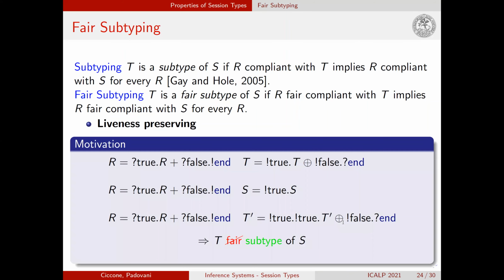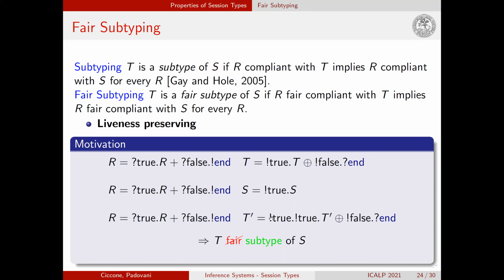Again, we can consider a couple of examples and assume that we want to relate T and S. First of all, we have to know that subtyping is contravariant in outputs. So here T and S are subtype. T is a subtype of S. The problem is that T is not a fair subtype of S, because in the previous slides, we found that A, which is a client fair compliant with T, is not fair compliant with S. Hence, T is not a fair subtype of S.